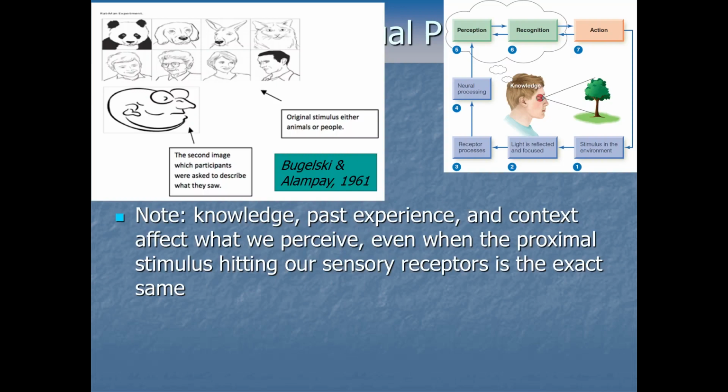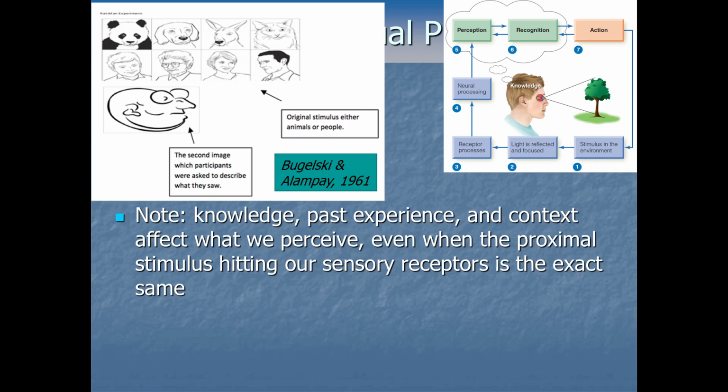But the point is, in a laboratory test, the fact that people look at the exact same proximal stimulus, the same image, and yet perceive something different, that we get a very different set of answers depending on what they've seen previously, the contextual or surrounding information, the context or past experience, that tells us that what we perceive isn't just a simple bottom-up process of what hit our sensory receptors.